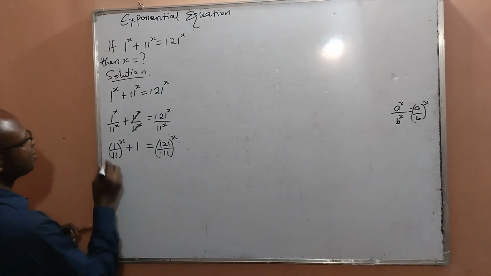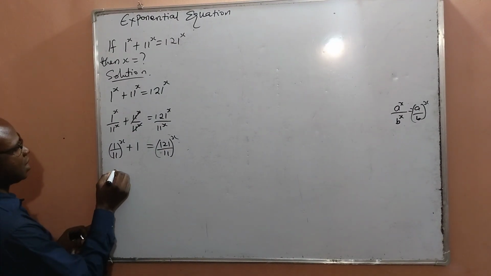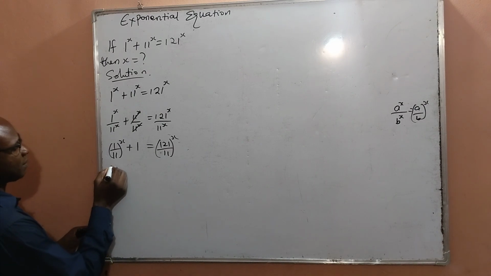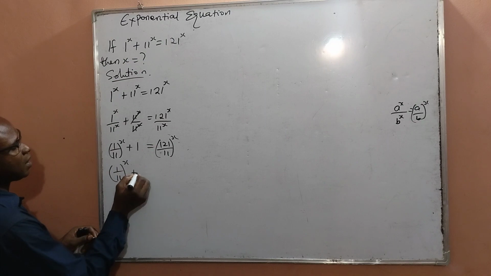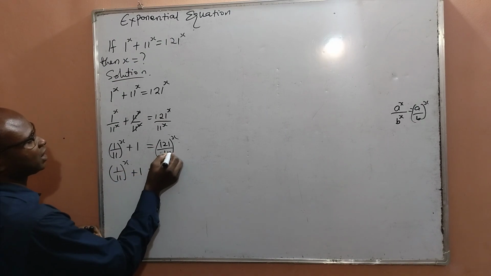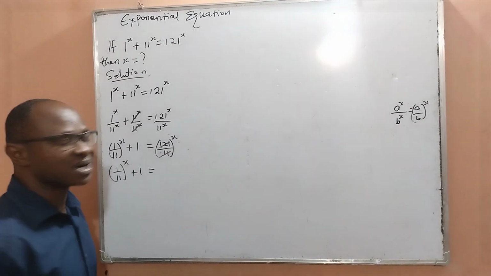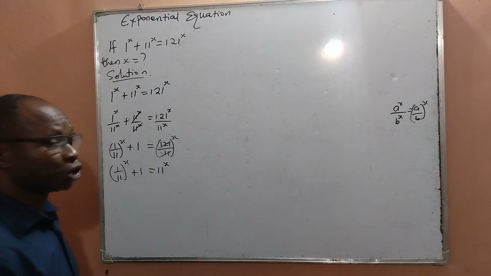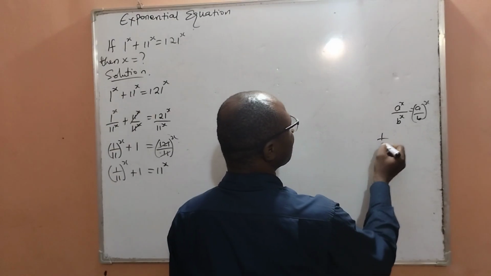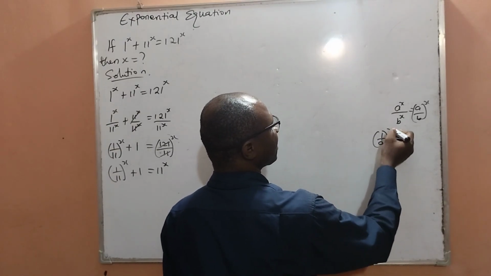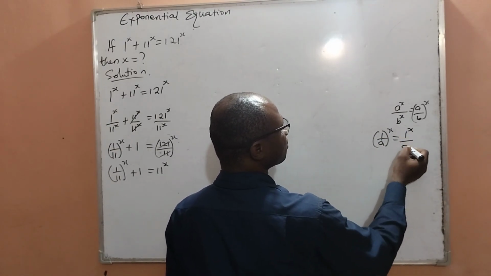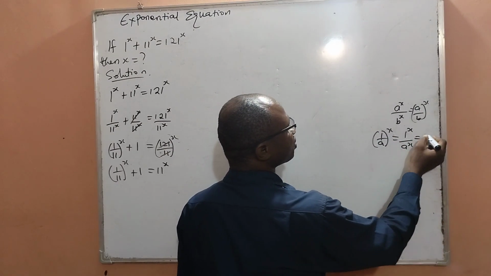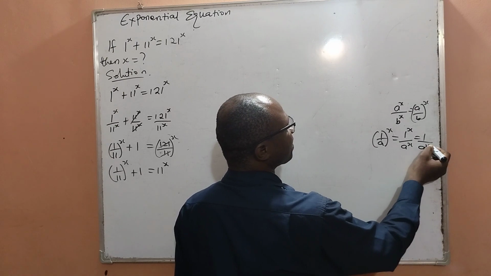Now, this is going to give me 1 all over 11 to the power of x, then plus 1, then equal to 11 can cancel out 121 to give me also 11 to the power of x. Alright, if I have 1 all over a to the power of x, it is the same as 1 to the power of x over a to the power of x, and 1 to the power of x is equal to 1.